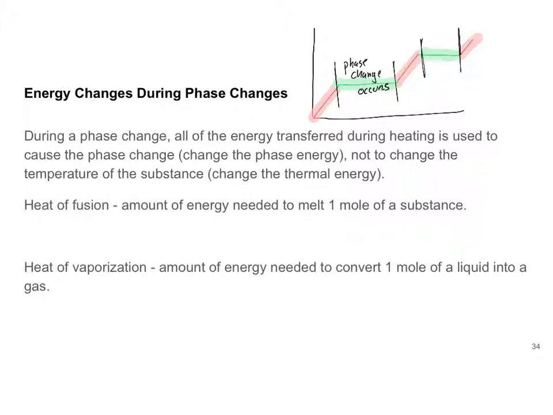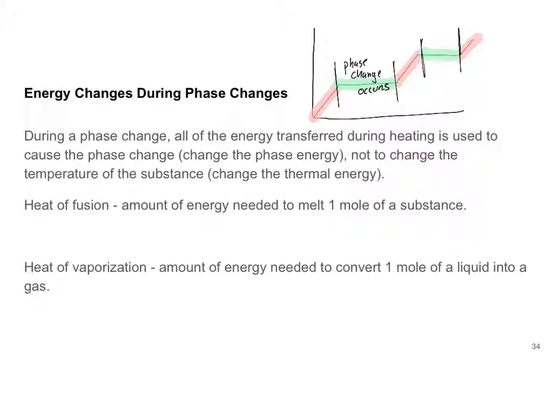So like a solid would melt into a liquid, or a liquid would freeze into a solid, or a gas would condense into a liquid, and a liquid would evaporate into a gas. But during a phase change, all that energy is transferred into the reaction or out of the reaction, is used to cause the phase change. But it's not necessarily changing the temperature. So there's no thermal energy change.